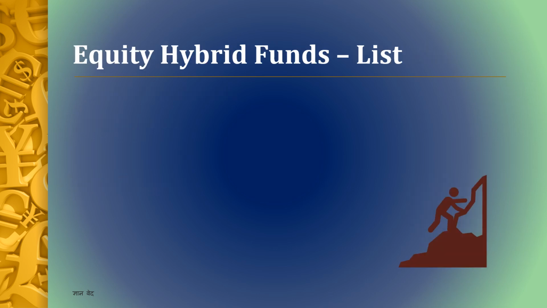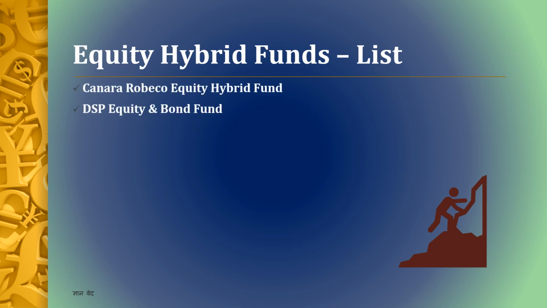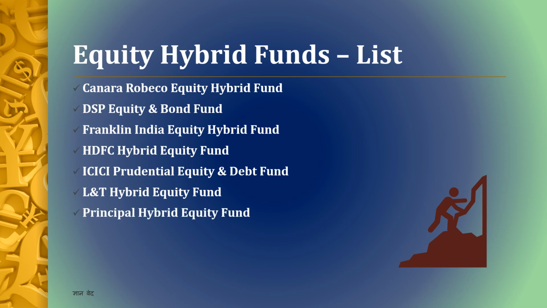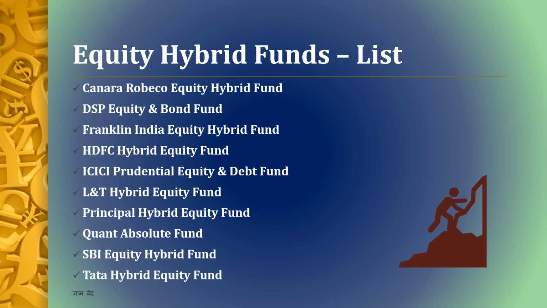When we sorted a number of funds, which were more than 30-35 funds, we came across 10 funds which we can compare and find the best. One of them is Canara Robeco Equity Hybrid Fund, then DSP Equity and Bond, Franklin India Equity Hybrid Fund, HDFC Hybrid Fund, ICICI Prudential Equity and Debt Fund, L&T Hybrid Fund, Principal Hybrid Equity Fund, then Quant Absolute Fund, SBI Equity Hybrid Fund, and the last one is the Tata Hybrid Equity Fund.